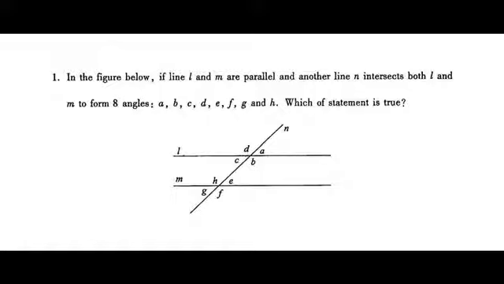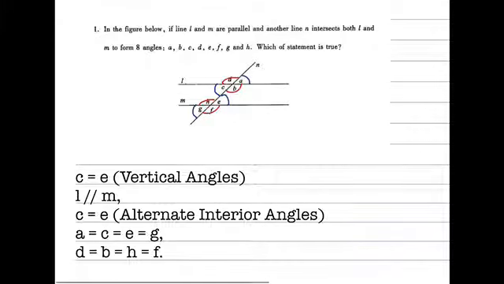For question 1, we can see line L and line M are parallel to each other, and line N intersects both. So angle C and angle E are alternate interior angles, and angle A and angle C, angle E and angle G are vertical angles. So the conclusion is angle A equals angle C equals angle E equals angle G.